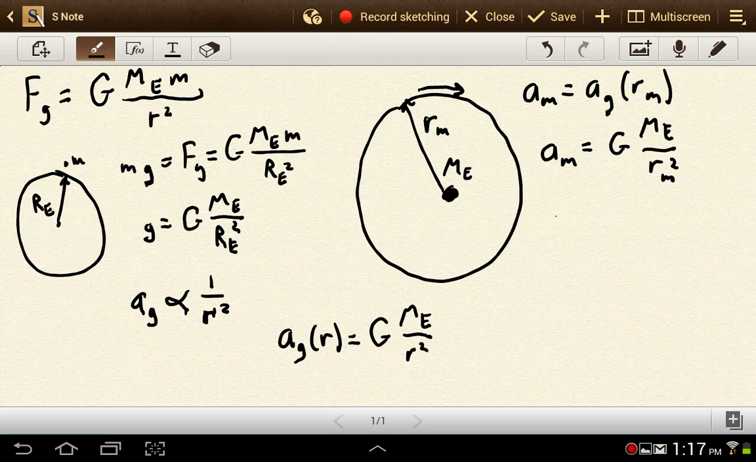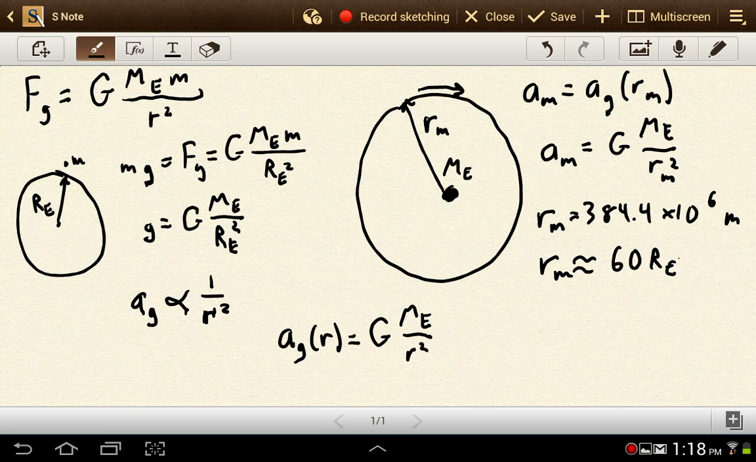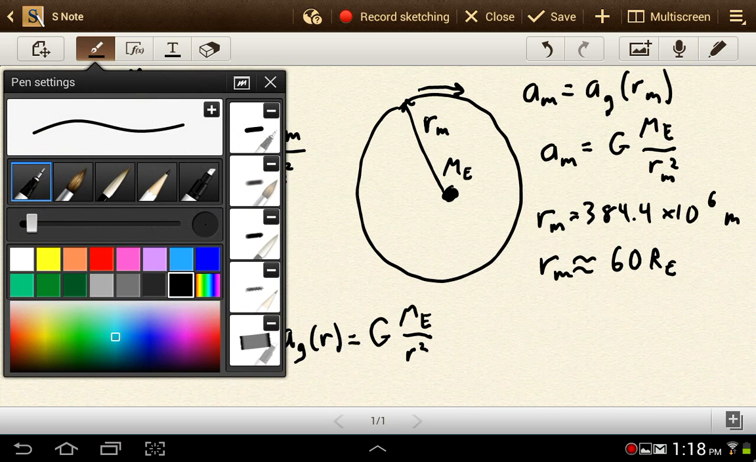First of all, we need to actually plug in some numbers. The distance from the Earth to the moon is 384.4 times 10 to the 6th meters. That's 384,400 kilometers, which means it's 384,400,000 meters. A lot. And we know that the distance from the Earth to the moon is approximately equal to 60 times the radius of the Earth. That's something they mentioned in the video that's been known since antiquity, and it was in fact known to the ancient Greeks.